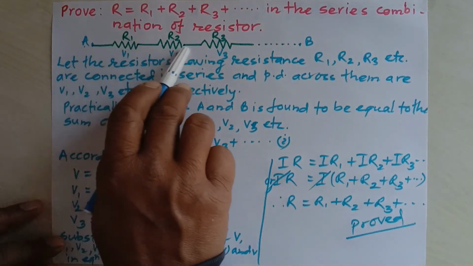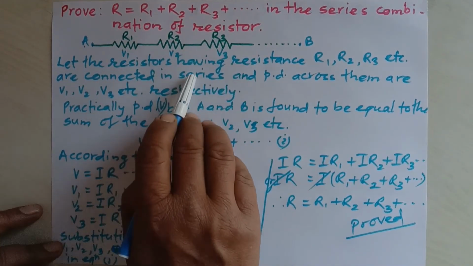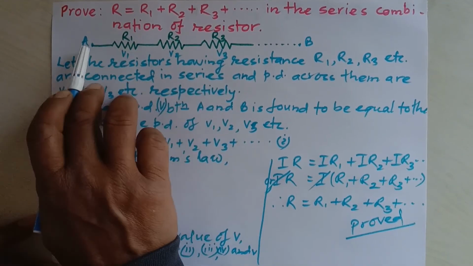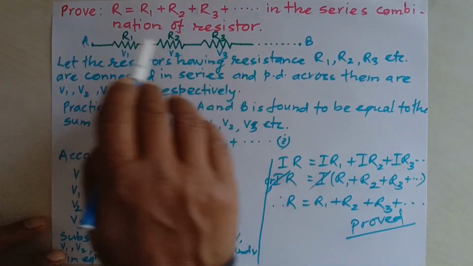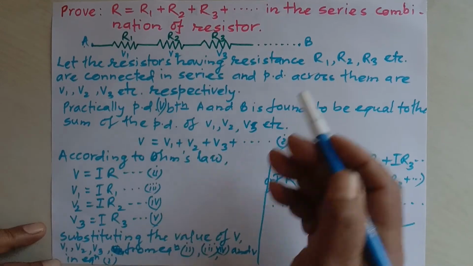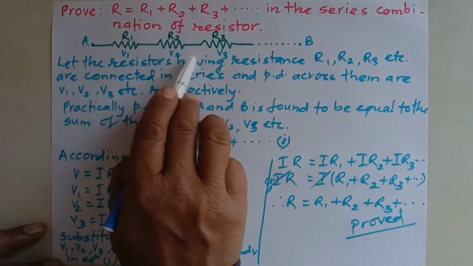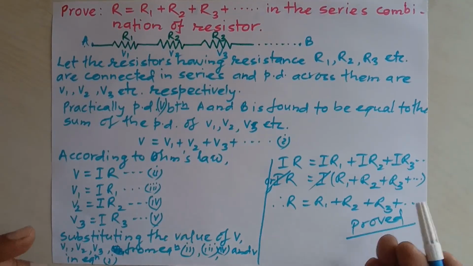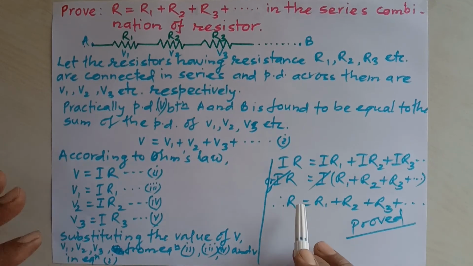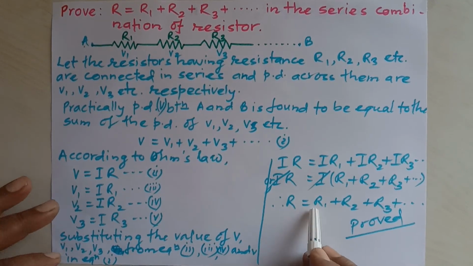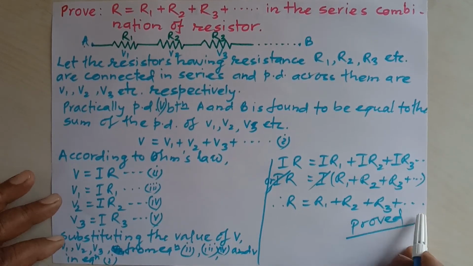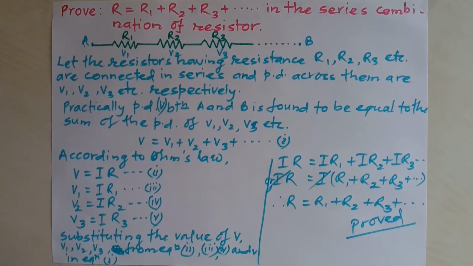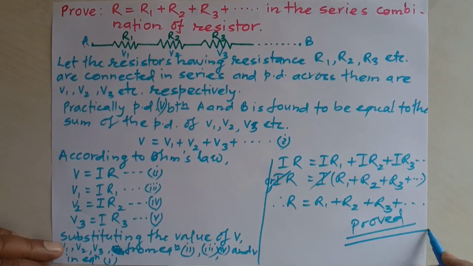If resistors are connected in series, then the total resistance between two terminals of this conductor is equal to the sum of the resistances of each resistor, and mathematically the total resistance R is equal to R1 plus R2 plus R3 and so on. This can be used to solve numerical problems. Okay, this much for today.